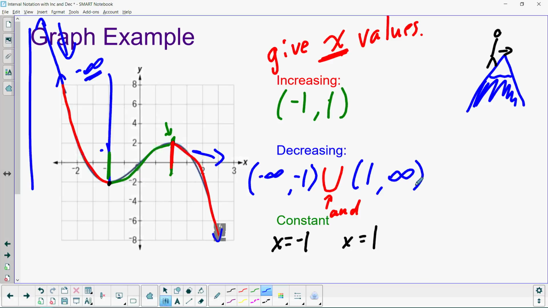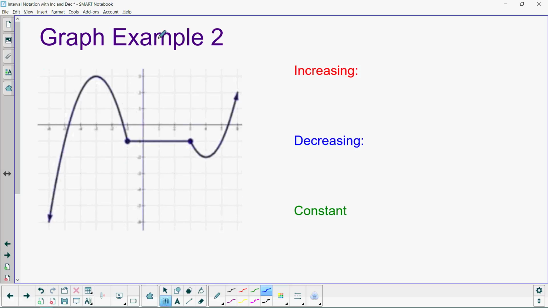All right. We're going to do another example that's maybe a little bit more straightforward, but it looks weird, so we'll talk about it. So the first thing I'm going to do is go figure out where are my increasing and decreasings on the graph, and I'm going to color code them. So increasing, I'll do in red. Decreasing, we'll do in blue, and then constant, we'll do in green. So increasing. If I look at my graph here and I draw my tangent line, oh, that's going up. So we're going up, up, up, up, up, up until we get to the top.